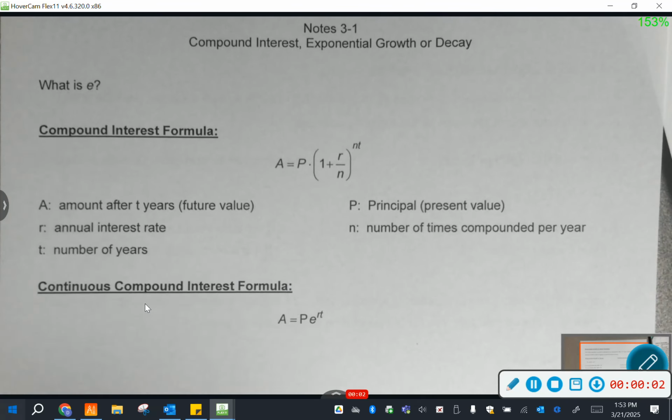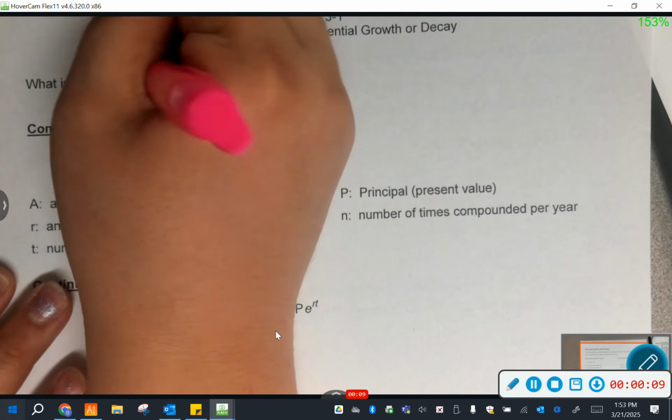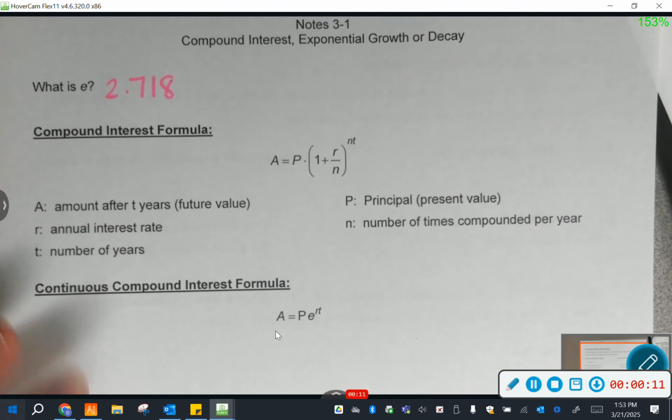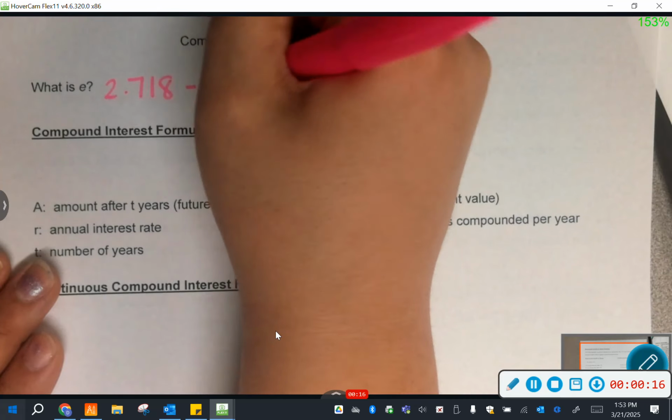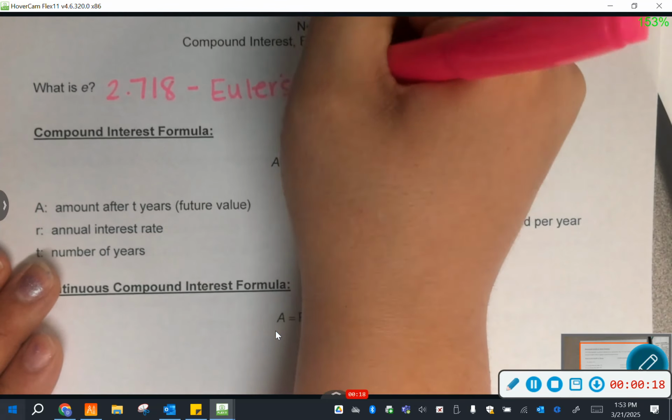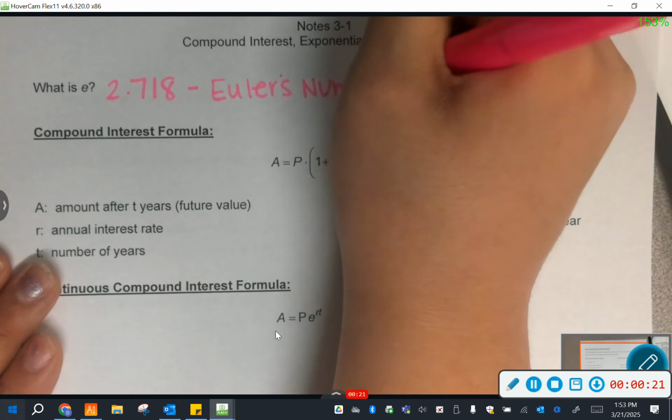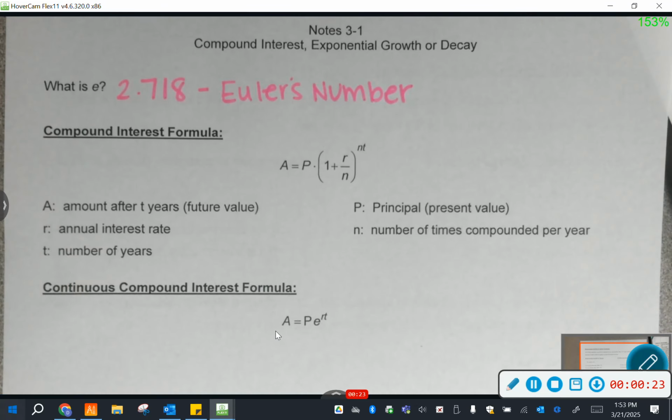Your E value was, does anybody remember what number he said? 2.718 is as far as I'm going. We're not doing all 30 digits. And whose number is this? I used to say Euler, and then Miss Nelson, shout out Miss Nelson, corrected me. It is Euler's number. So you don't have to have that memorized or anything like that. But that's going to be used when we're compounding continuously, which we'll talk about in just a minute.